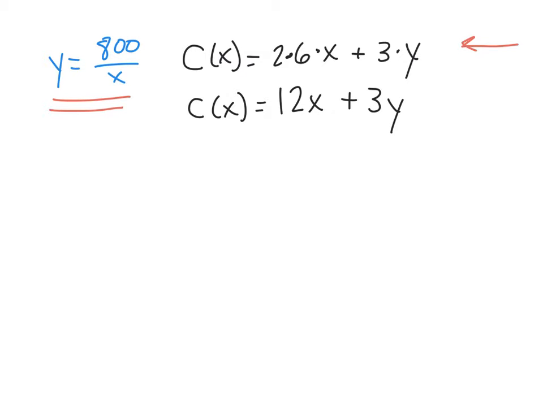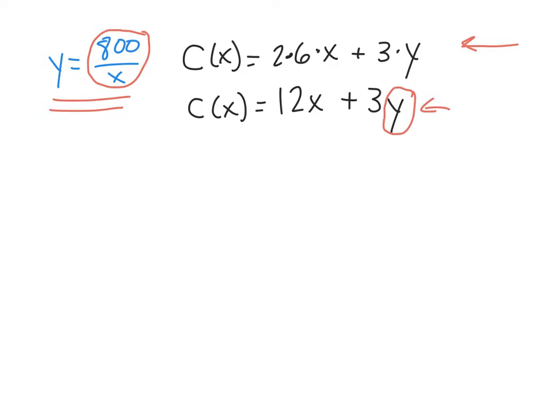Now here's the issue. I want to take a derivative of this function, but right now it has an extra variable in there. And we haven't studied how to do calculus derivatives with two variables yet. So what we're going to do is a little trick here. We know that y equals 800 over x, so we're going to put that in place of y right here.